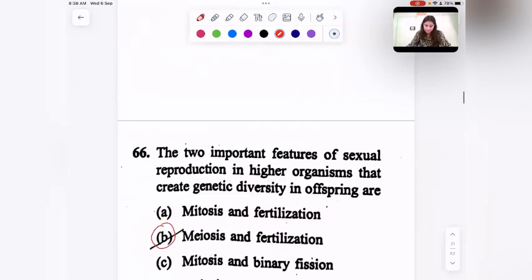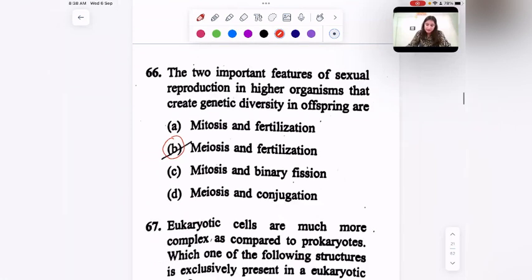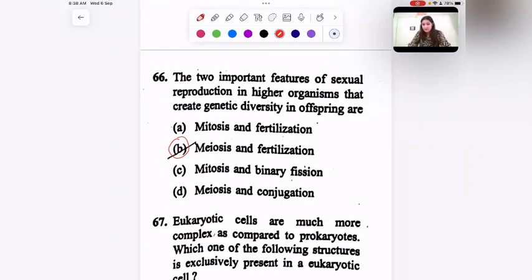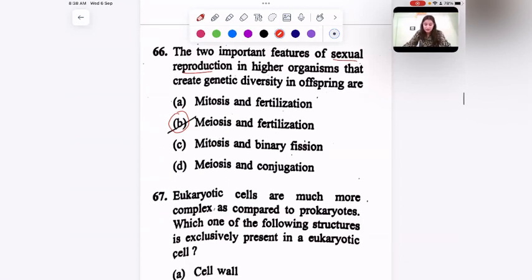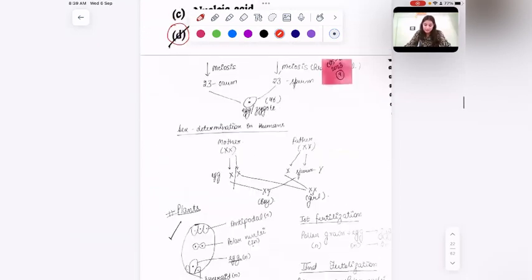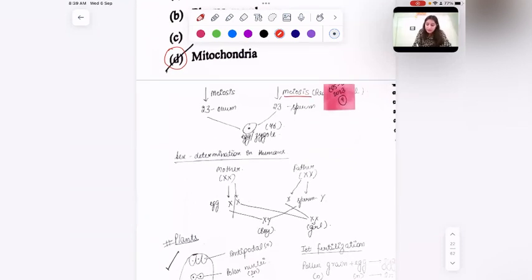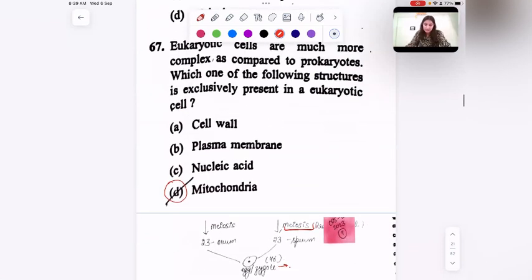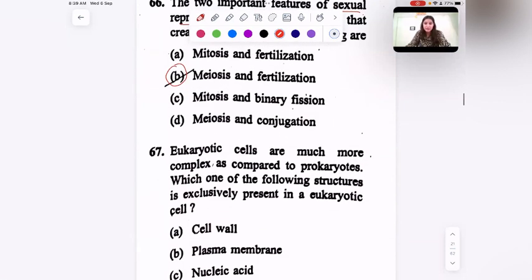Next. This time there were many questions from this chapter, sexual reproduction in flowering plants. Related to that is this: the two important features of sexual reproduction in higher organisms are. See, in higher organisms, gametes are produced by meiosis and then they are fertilized by the process of syngamy, or we call it fertilization. So answer is B, meiosis and fertilization.